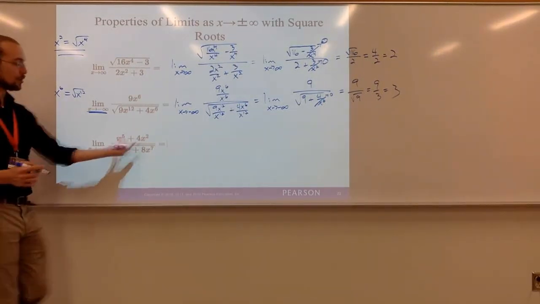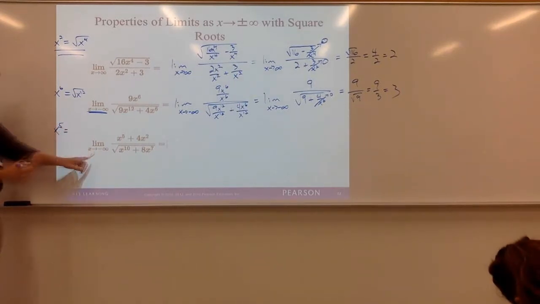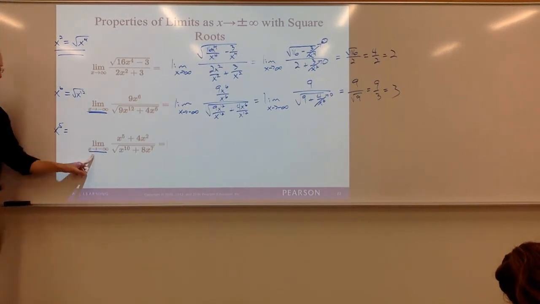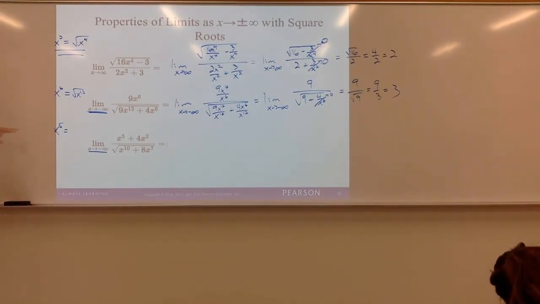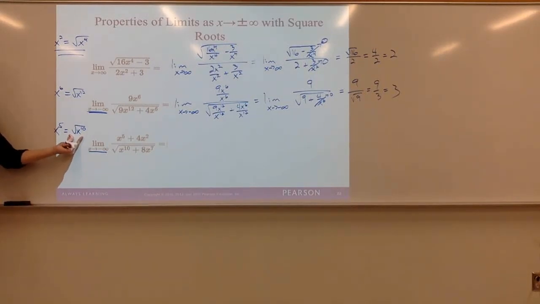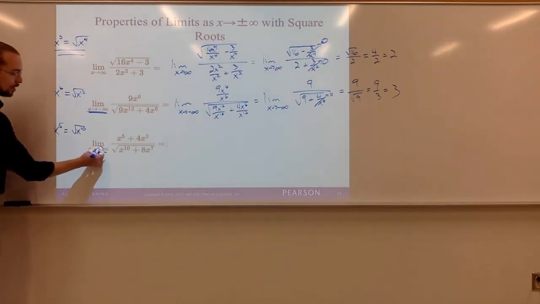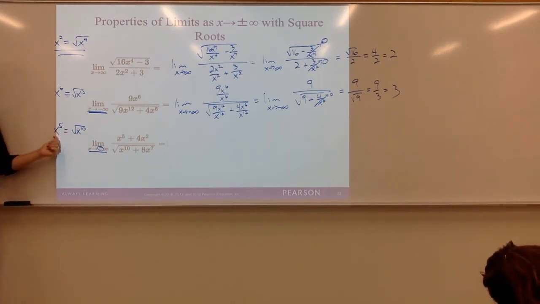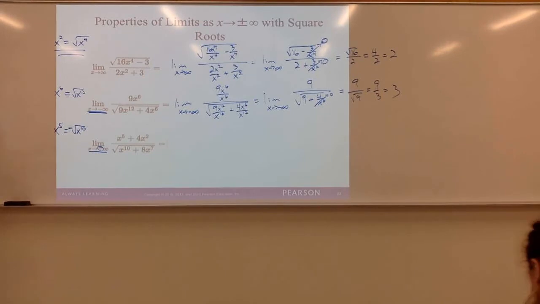If I look at this one, my largest power is x to the 5th. As x approaches negative infinity, x to the 5th is not going to be the exact same as the square root of x to the 10th. If I plug in negative 2, I'm going to get negative 32. Negative 2 to the 5th power is negative 32. But if I plug negative 2 in over here, the square root of negative 2 to the 10th power is going to be a positive value. So if I'm approaching negative infinity for an odd power, I have to throw a negative sign out in front of my equivalency factor here.